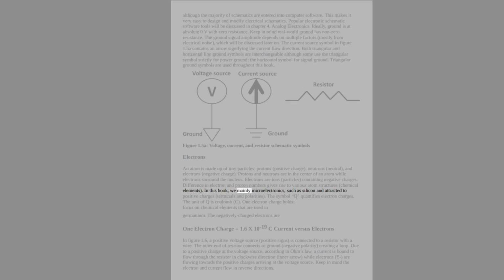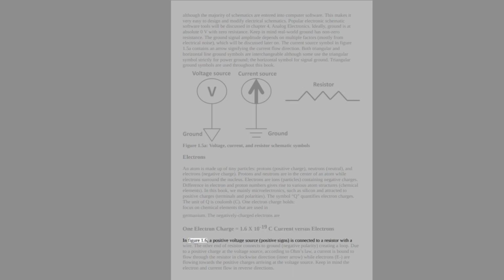In this book, we mainly focus on microelectronics, such as silicon, where electrons are attracted to positive charges, terminals, and polarities. The symbol Q quantifies electron charges. The unit of Q is the coulomb, C. Focus on chemical elements that are used in germanium. The negatively charged electrons: 1 electron charge is equal to 1.6 times 10⁻¹⁹ C.